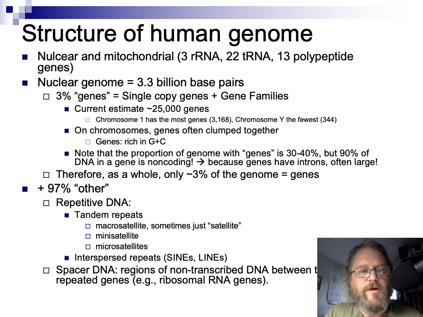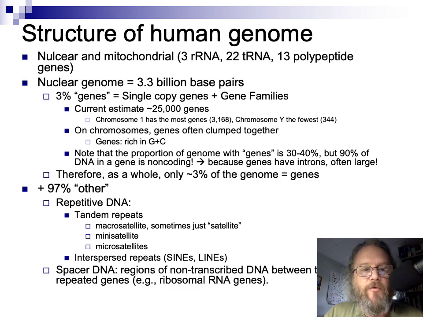So I don't have the size here, I should list that. So the mitochondrial genome is just a little over 16,000 base pairs long. So compared to the nuclear genome, it's tiny. Our nuclear genome is 3.3 billion base pairs long, again, arranged in the 23 chromosomes.